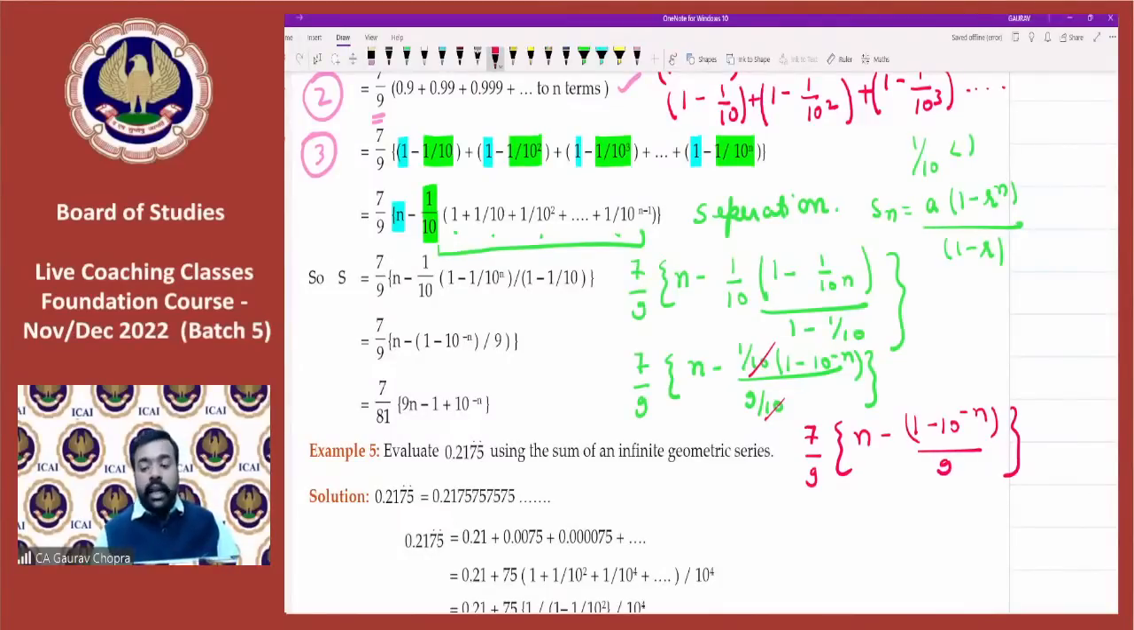So now we can take the LCM. 7 bracket 9n minus 1 plus 10 to the power of minus n. And in the denominator, 9 multiplied by 9 becomes 81. So this is the final result.